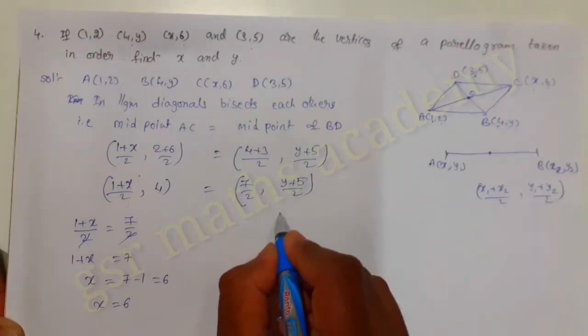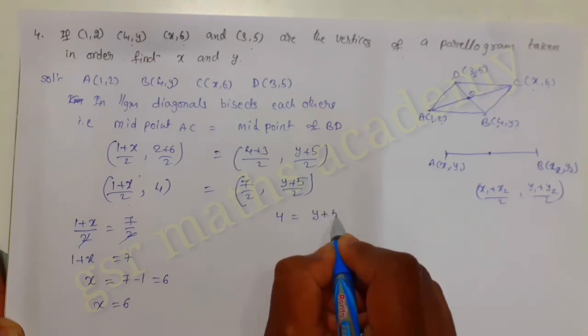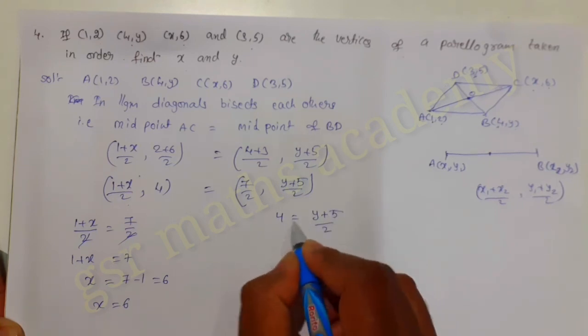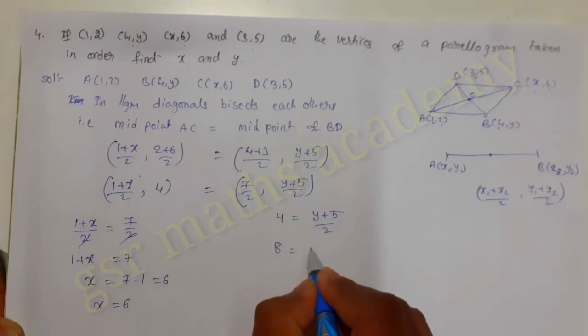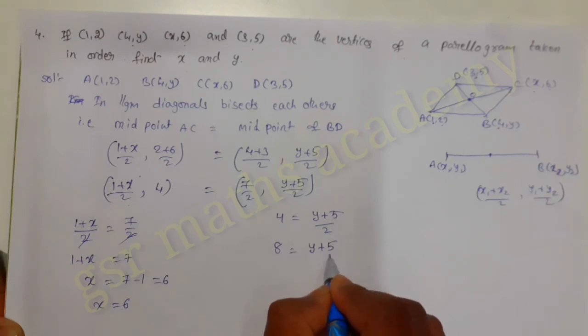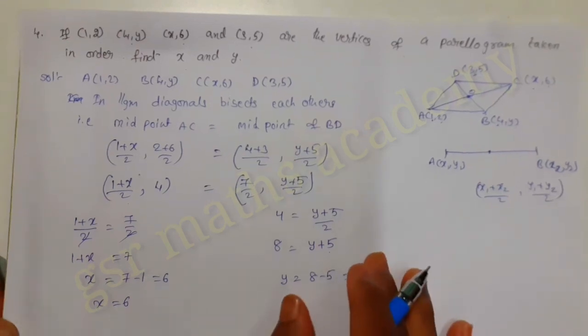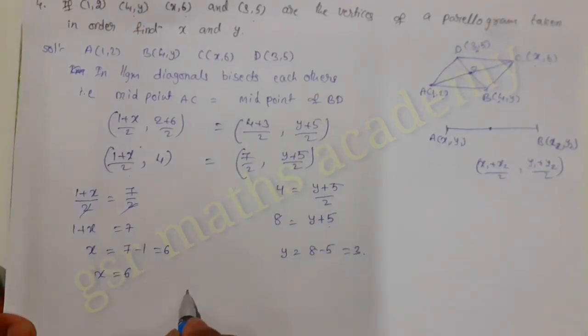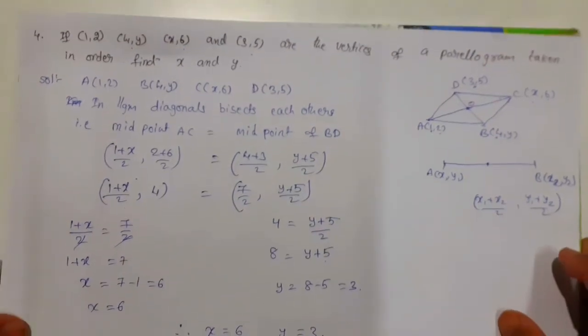In a similar manner, on equating the y coordinates, 4 is equal to (y plus 5) by 2. On transposing this 2 to the other side, it becomes a multiplier. That means 4 into 2 is 8, equal to y plus 5. On transposing this 5 to the other side, you get y is equal to 8 minus 5, which is equal to 3. Therefore, you get x is equal to 6 and y is equal to 3. So, this is how to solve this problem.